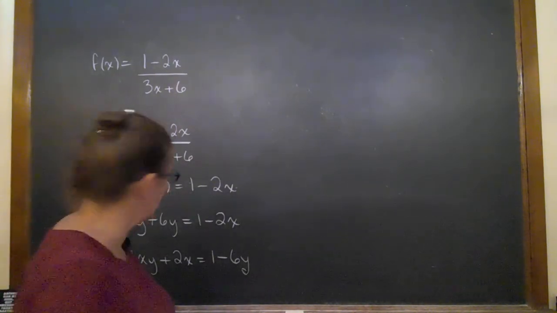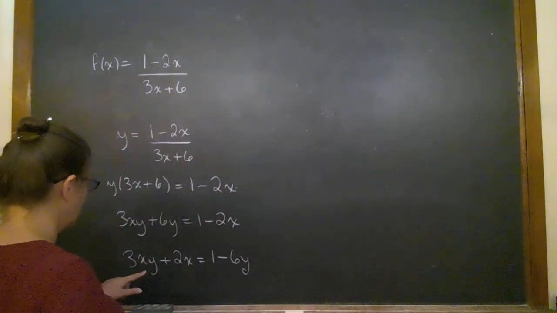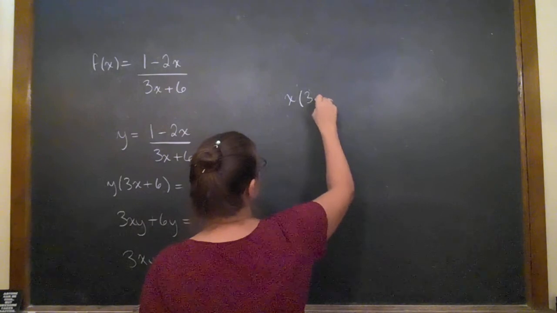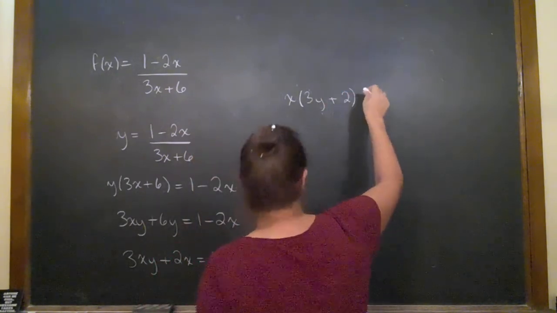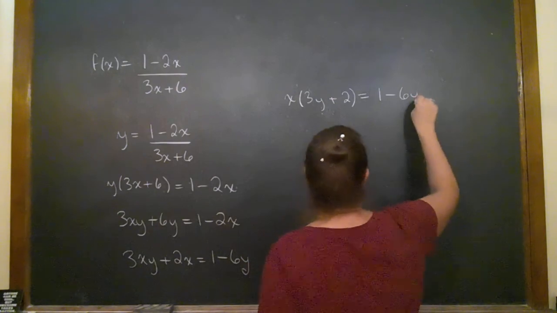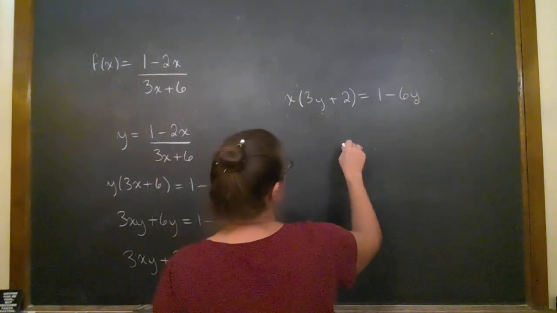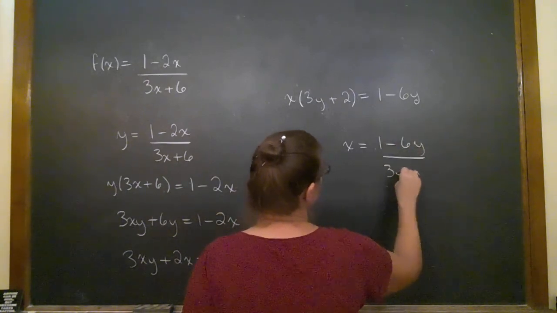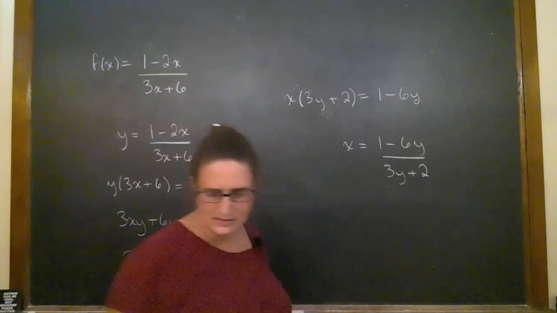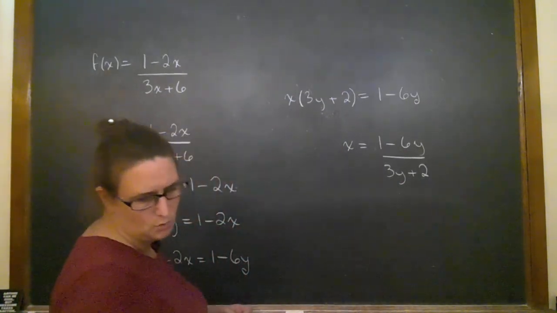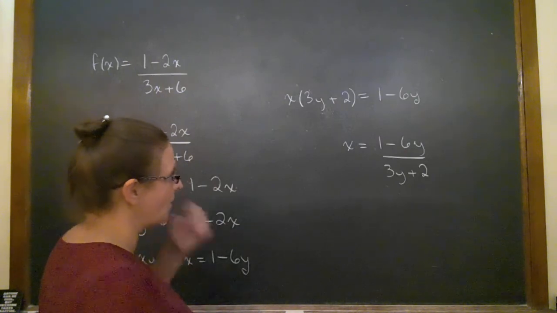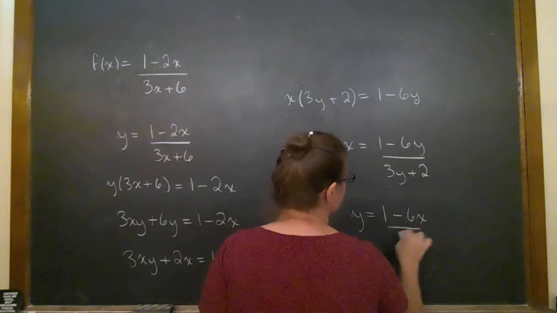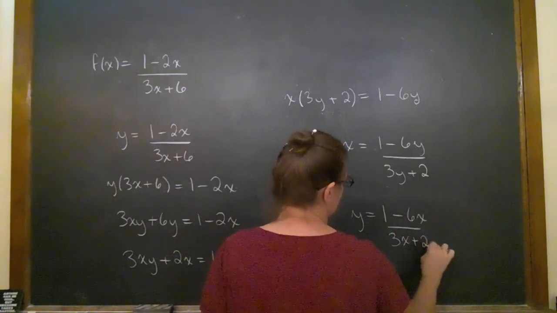Okay? Now what am I going to do? Pull out the x, right? So I get x times 3y plus 2 is equal to 1 minus 6y, or x equals 1 minus 6y over 3y plus 2. So my last step is going to be to switch the x and the y. So I want to write this as y equals 1 minus 6x over 3x plus 2.